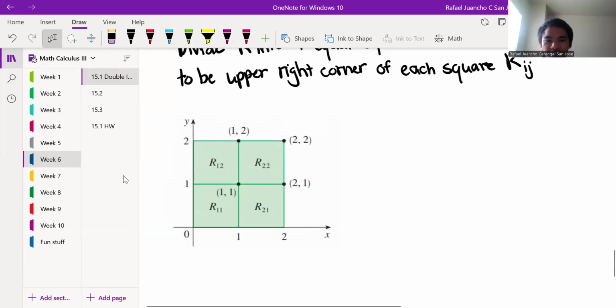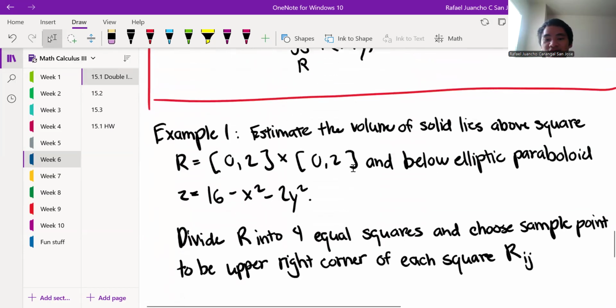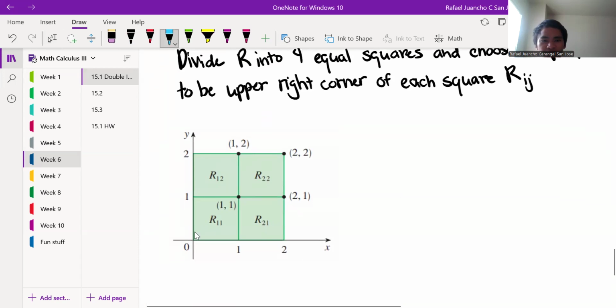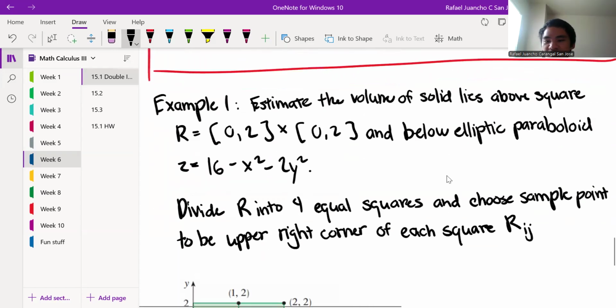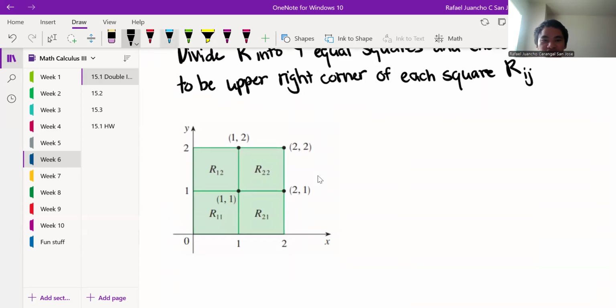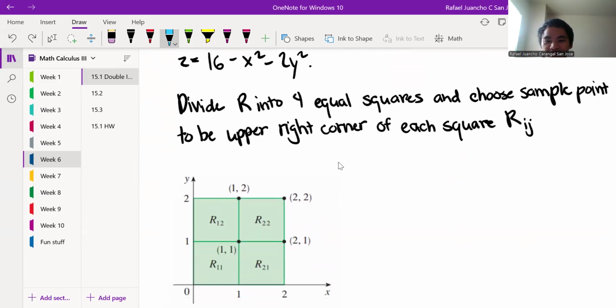So we have this xy plane, and then we have a square. This is the square in the xy plane. It goes from 0 to 2. So x is in between 0 and 2 inclusive, y is in between 0 and 2 inclusive. What else can we say about it? Well, above it is an elliptic paraboloid. Here we just want to divide it into four equal squares. So there we go, four equal squares. And then the sampling point is the upper right.